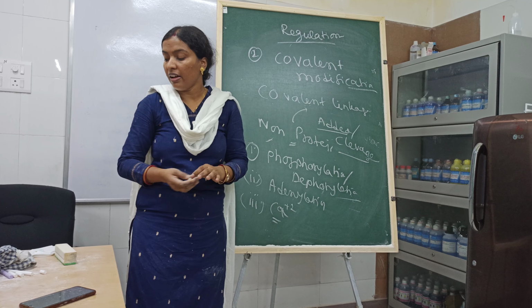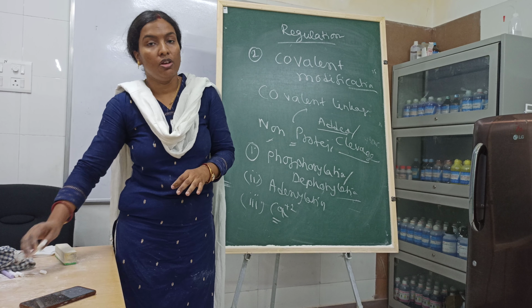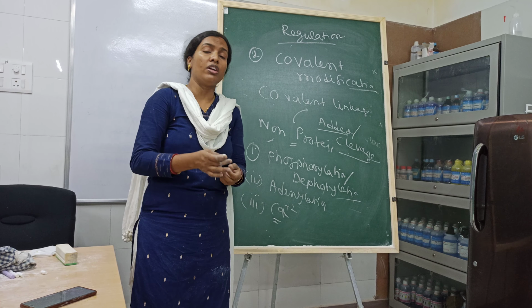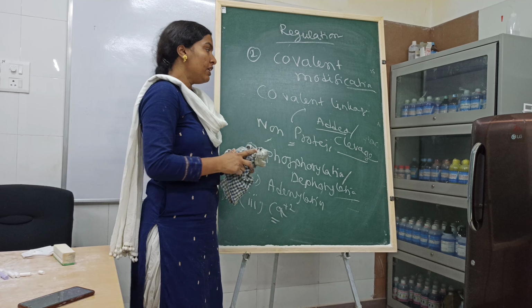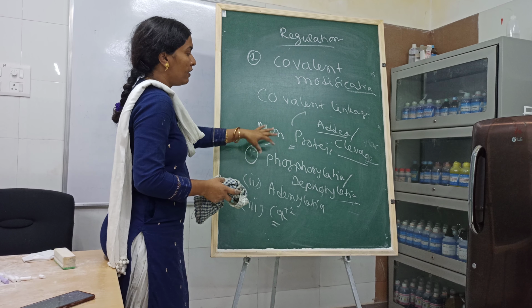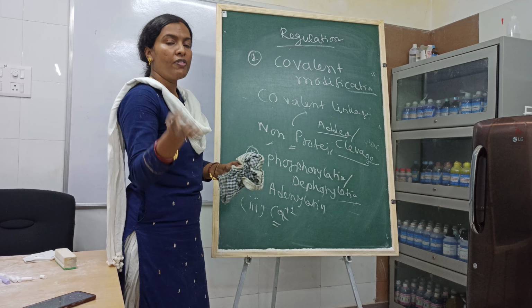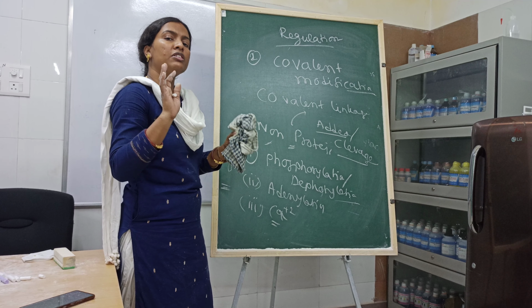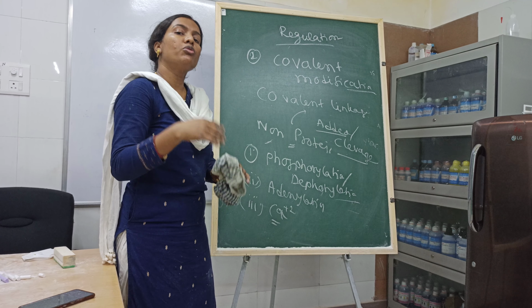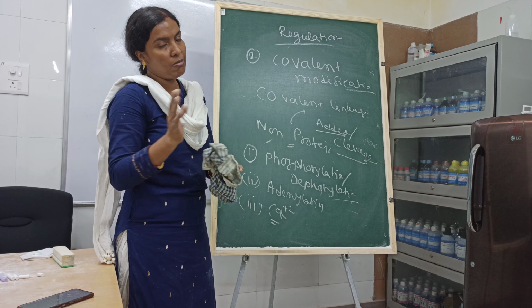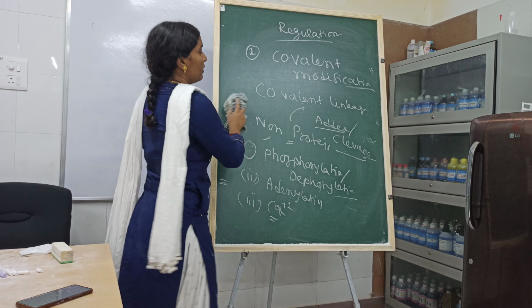there is an alteration in the three-dimensional structure of the protein. So due to this alteration of the three-dimensional structure of the protein, the activity of the enzyme can be increased or decreased. This happens in a molecular manner. That is, the charged group is added or cleaved, so the three-dimensional structure of the enzyme, which is a protein, is altered.